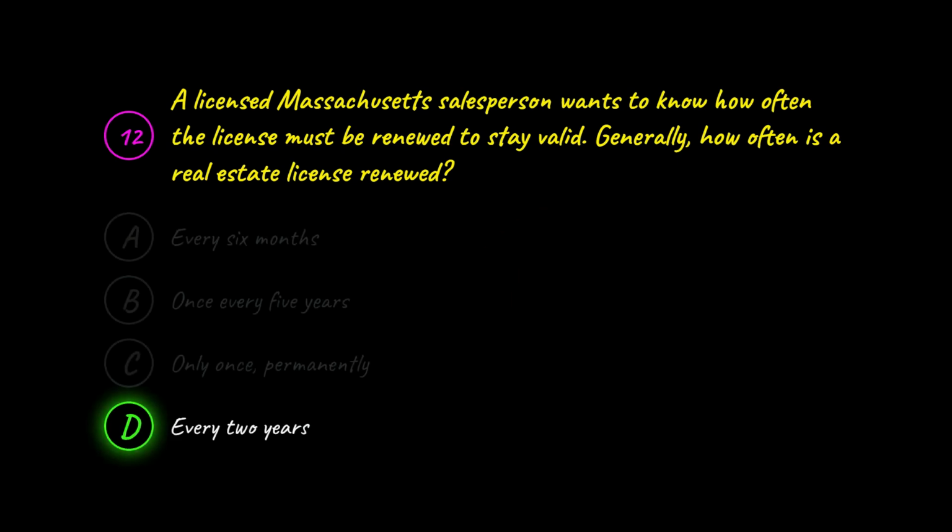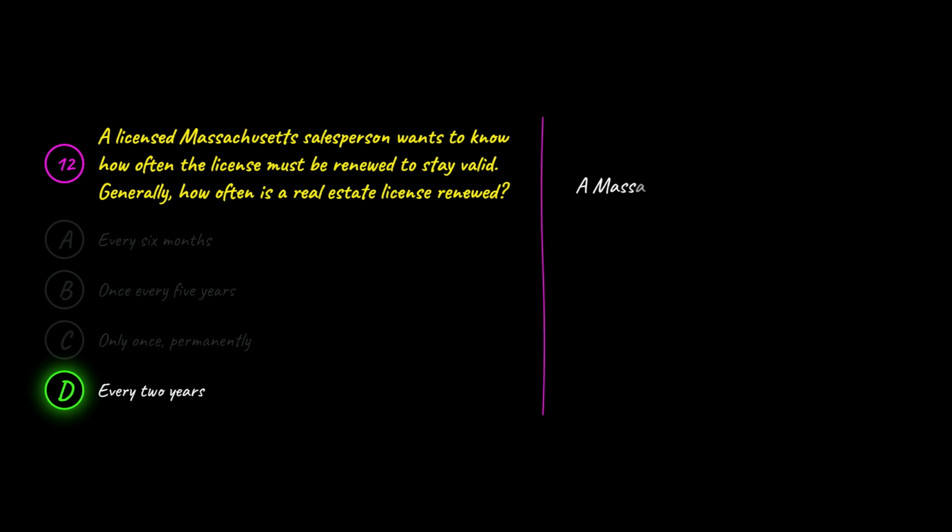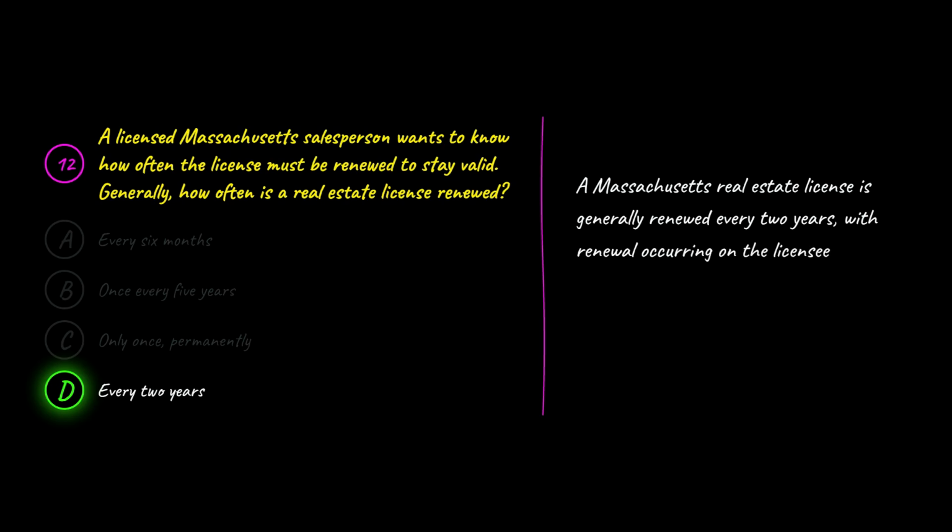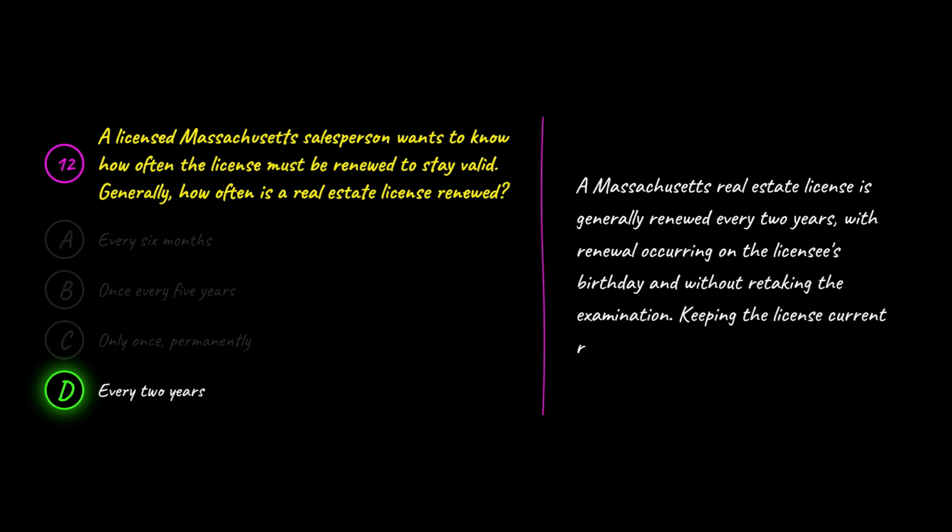The correct answer is D. Every 2 years. D is correct because a Massachusetts real estate license is generally renewed every 2 years, with renewal occurring on the licensee's birthday and without retaking the examination. Keeping the license current requires timely renewal at each 2-year cycle.